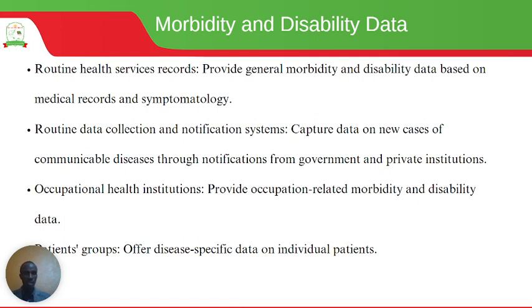Of course, these always capture communicable diseases and these cases, and people who have got disability through those infectious diseases can always form this data. And then occupational health institutions will also always provide occupation related morbidity and disability data. How many people are getting disabled due to the work that they are doing?